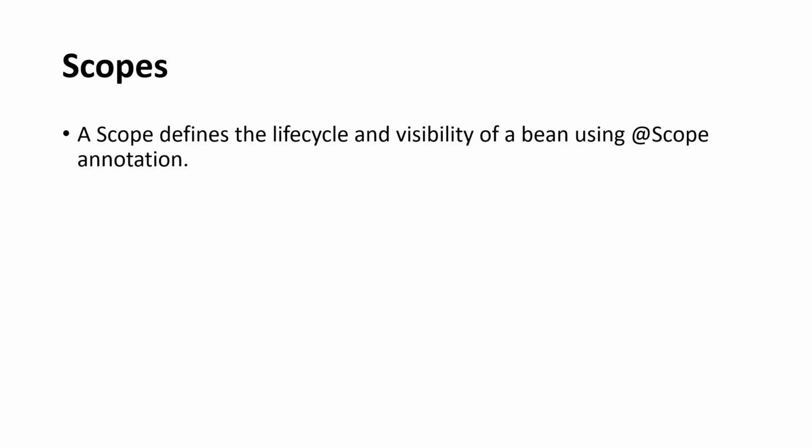Now first of all, let's try to understand what we mean by scopes here. A scope defines the life cycle and visibility of a bean using the @Scope annotation. Generally, in Java, you have heard about scope while working with variables. We say that the scope of this variable is local within a method only, or the scope of this particular variable is for the whole class.